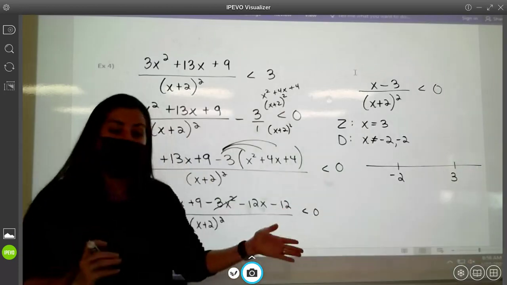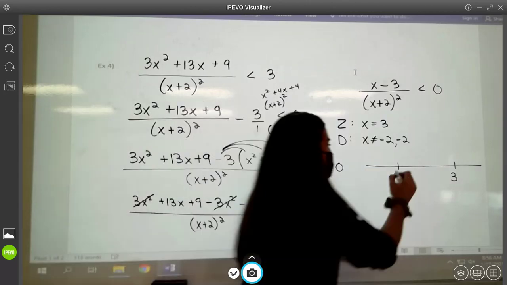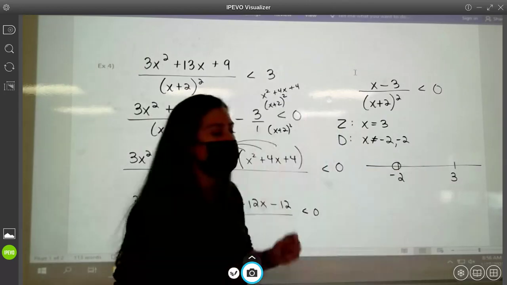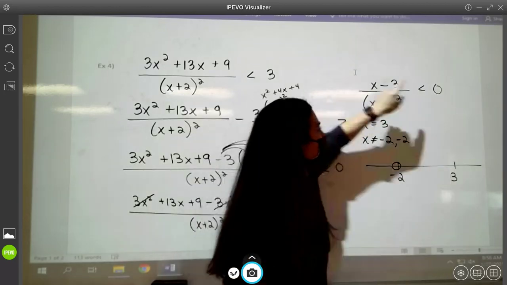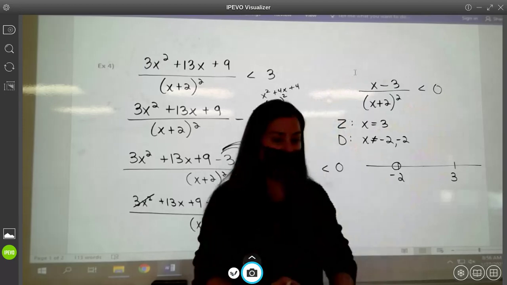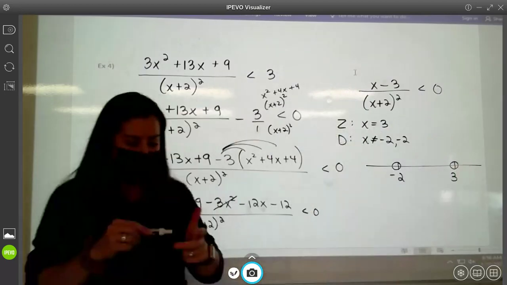Now, who do I want to include? Who do I not want to include? I never include my domain, so always open. My 0 depends on the symbol. I want this to become a number less than 0, but not equal to 0. So now I can't include it either. And now we just start testing, okay?